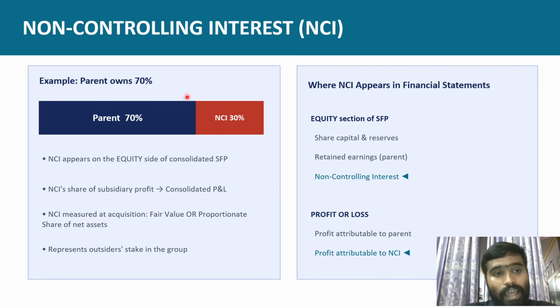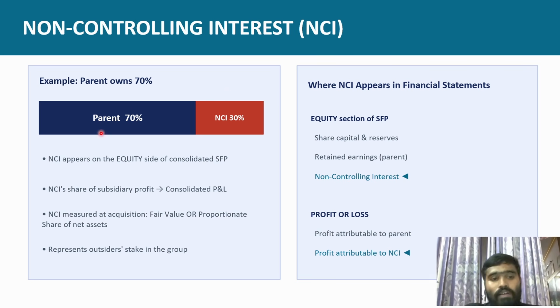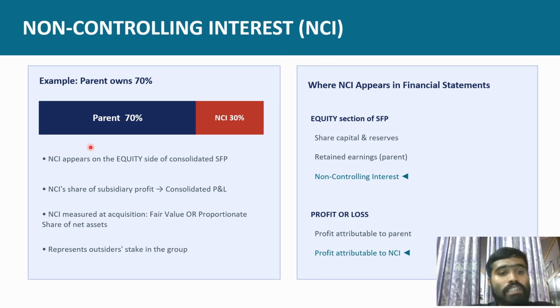Here we will calculate NCI or non-controlling interest. We have seen the meaning of NCI. You can see in the example. Here in one company I am having 70% shares, so we will be called as parent. 30% is held by others, they will be called as NCI. So NCI we will show if we are concerned about financial position statement or balance sheet. NCI we will show on the equity side.